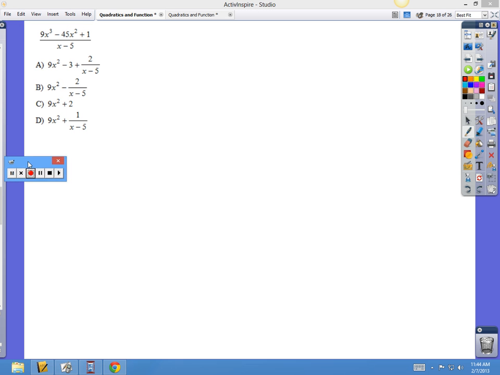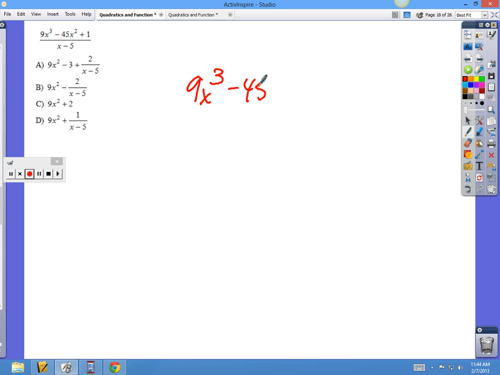Okay, this was the last one we did. So a long division problem. If you've got 9x cubed minus 45x squared plus 1 divided by x minus 5, you're dividing by a binomial. So anytime you divide by a binomial, let's use long division.